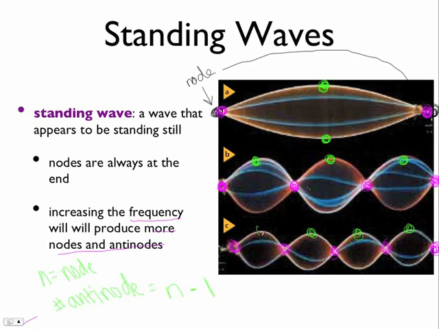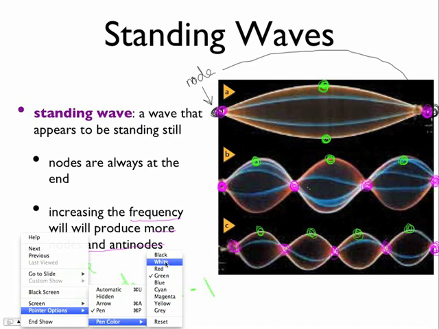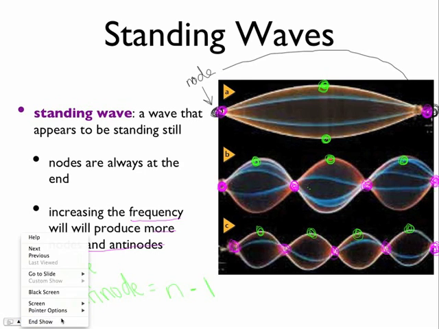I've seen problems that say like, if a wave has 6 nodes, how many antinodes is it going to have? Or if a wave has 6 antinodes, how many nodes is it going to have? So you may see things like that, and this will be really, really key again when we start talking about sound. So make sure you know these standing waves and the difference between a node and an antinode.